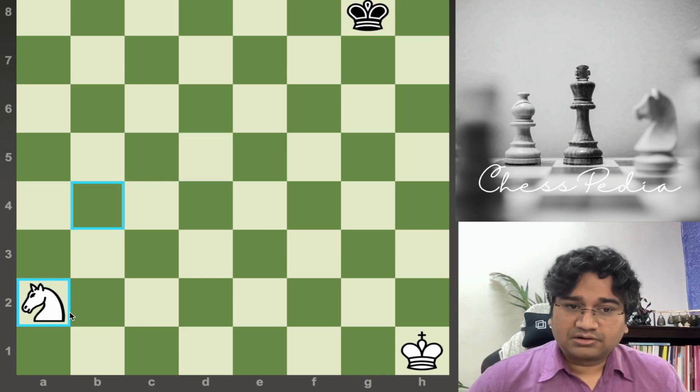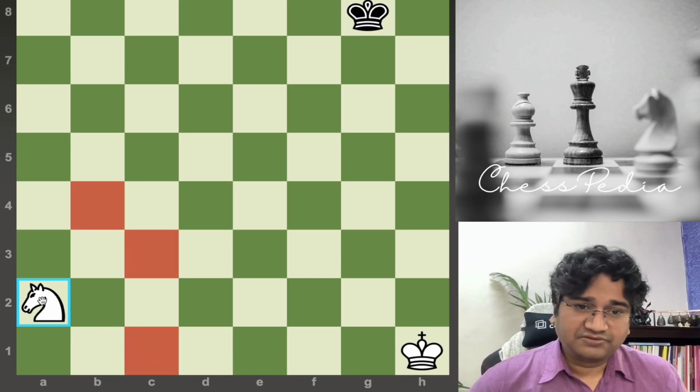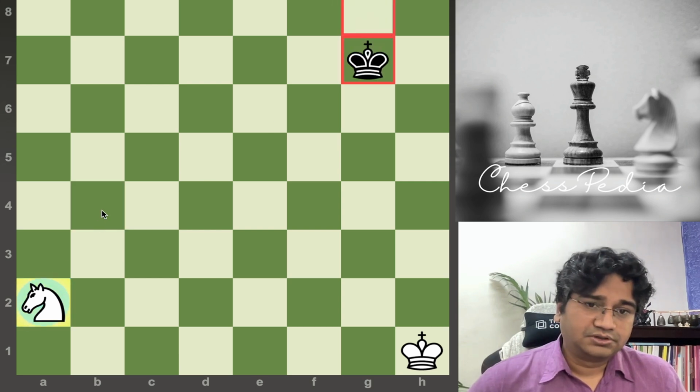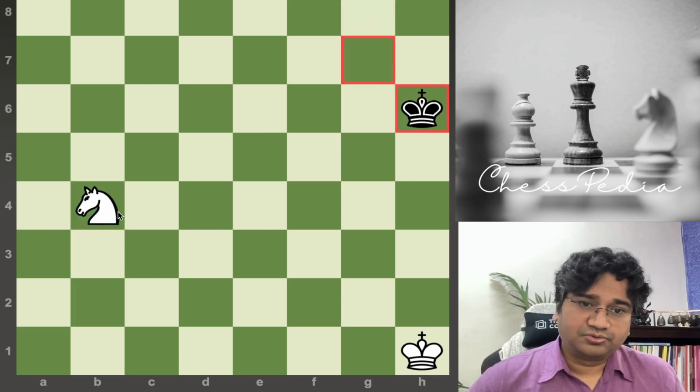Now it is in the corner. Now how many squares can it cover? 1, 2, 3, L shape, L shape, L. Only 3 squares it is covering. Suppose it is in a really bad corner, like suppose I play this here. It's in the extreme corner, suppose.